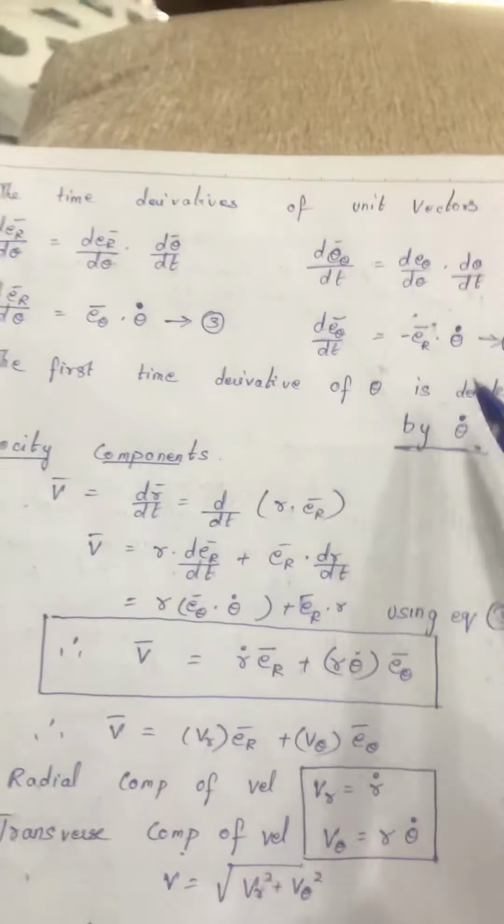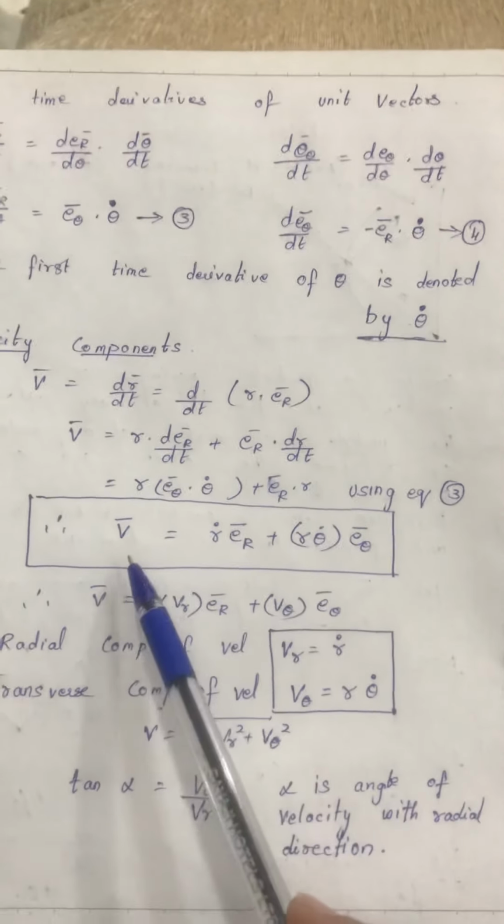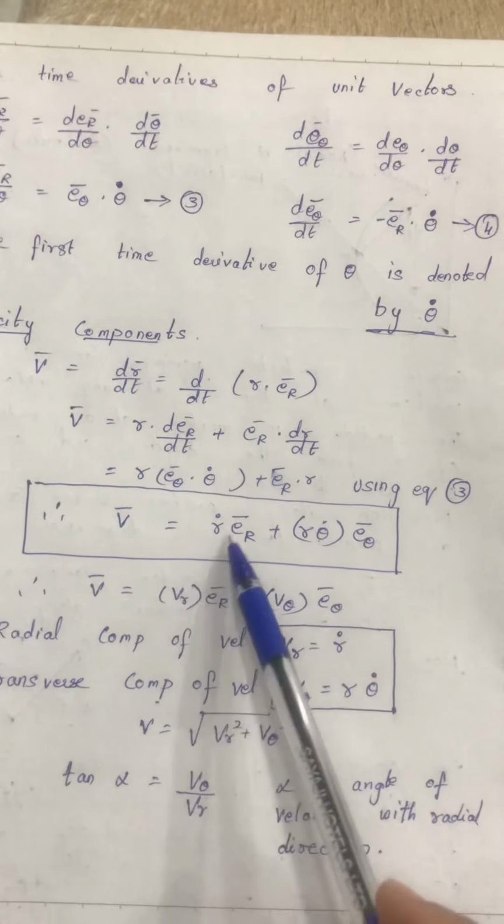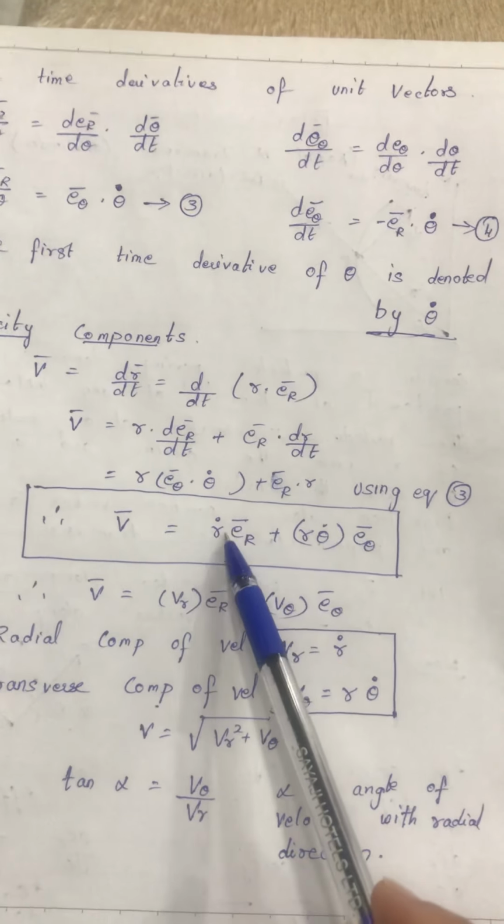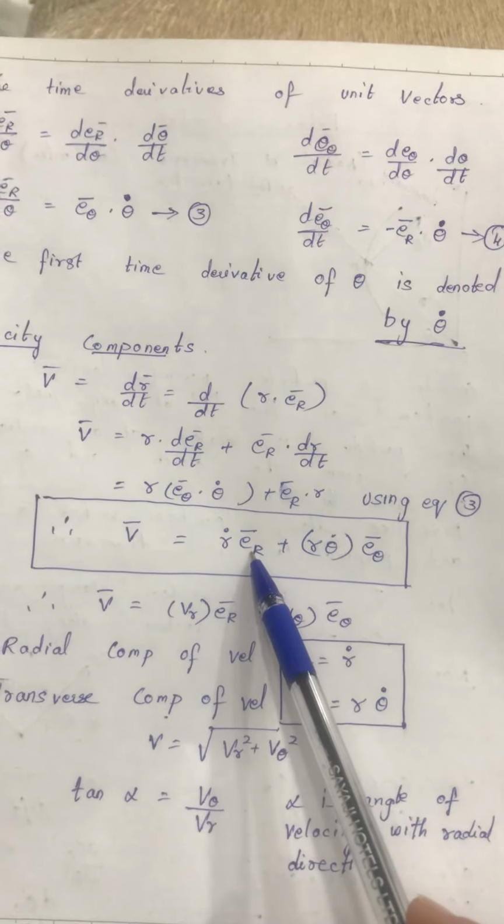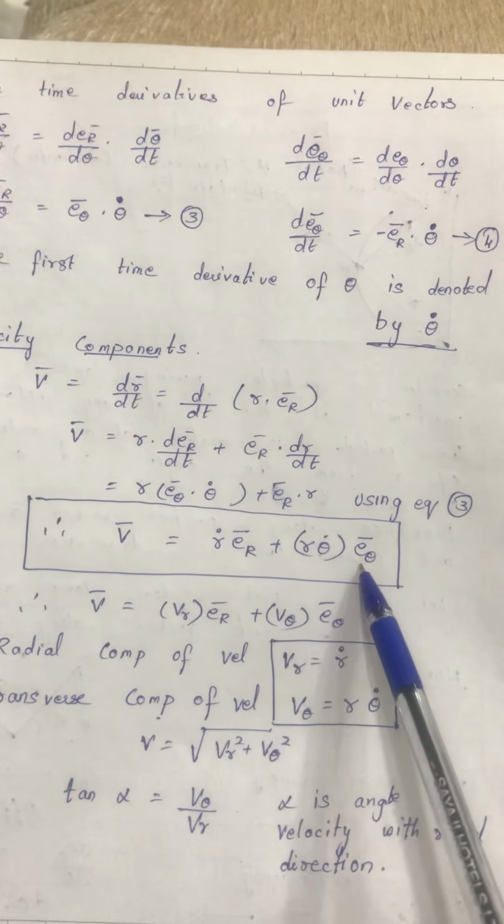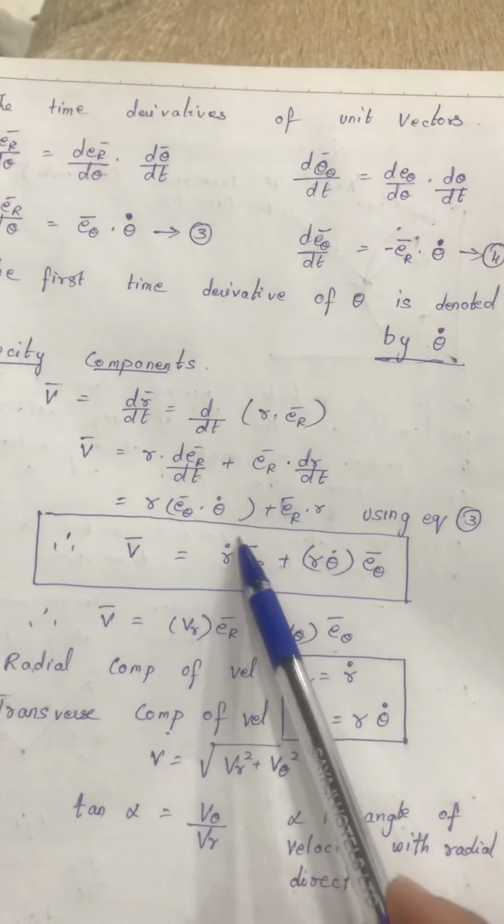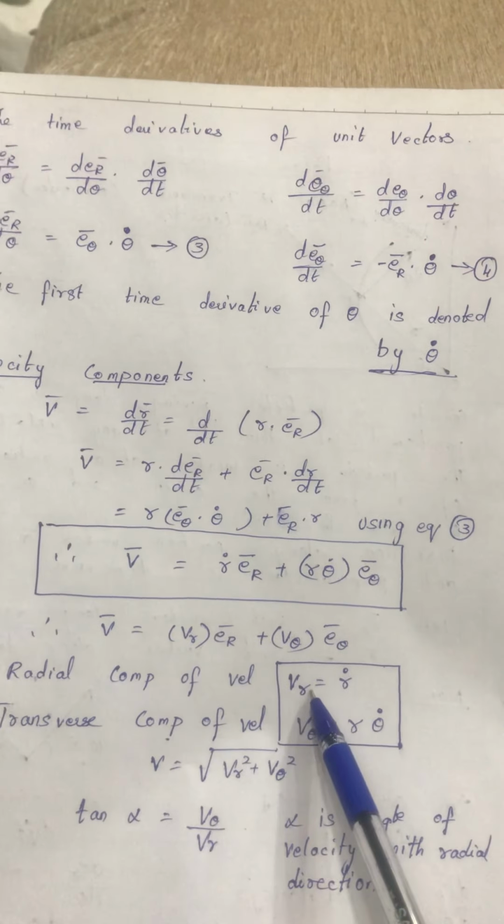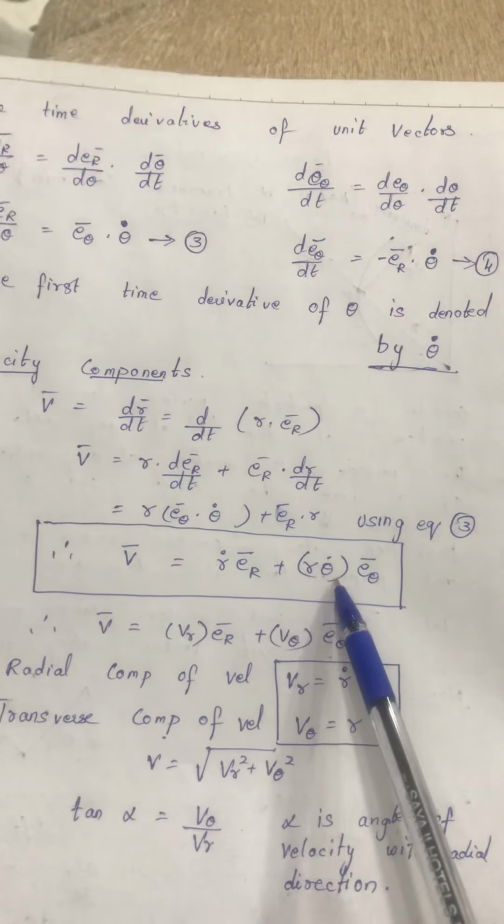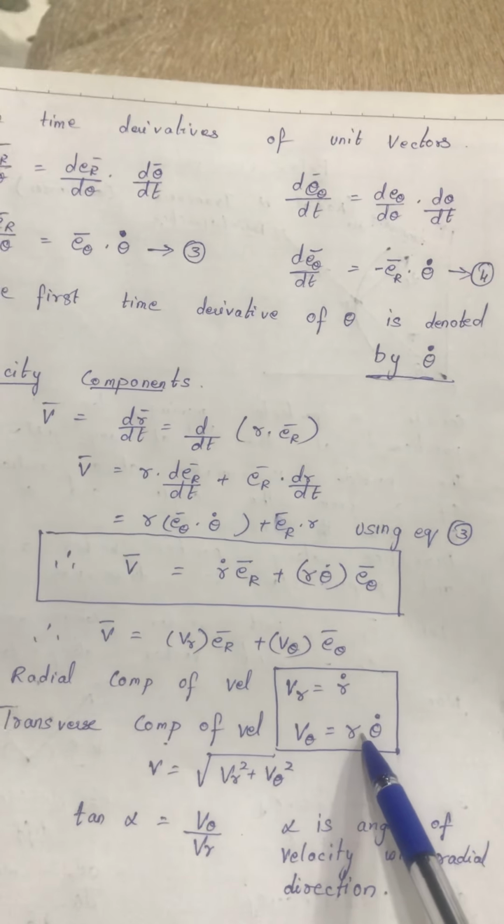Now the velocity, as we know, is nothing but dr by dt. So d by dt of the r vector is nothing but r into the unit vector e_r. Expanding this, this is what I get. The equation for velocity will be r dot, meaning dr by dt, into e_r plus r theta dot into e_theta. So this r dot is nothing but the velocity in the radial direction, and this r theta dot is the velocity in the transverse direction.